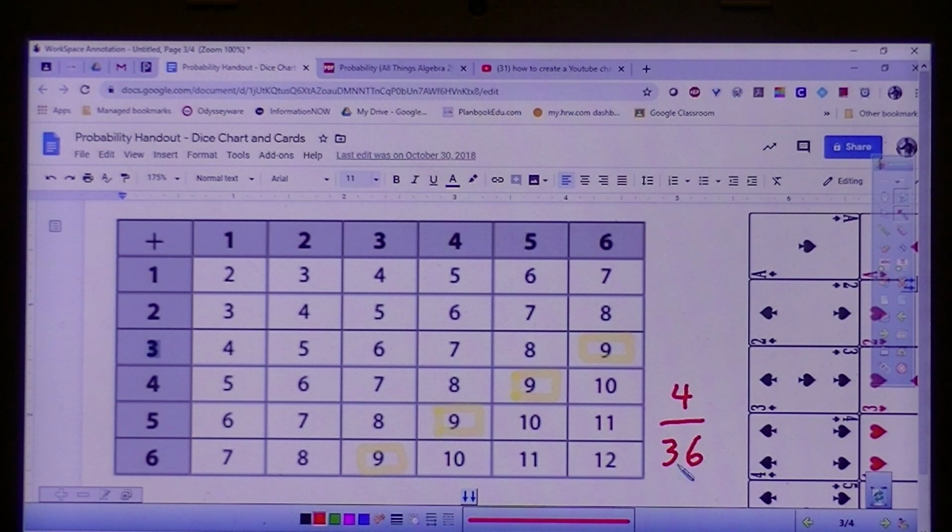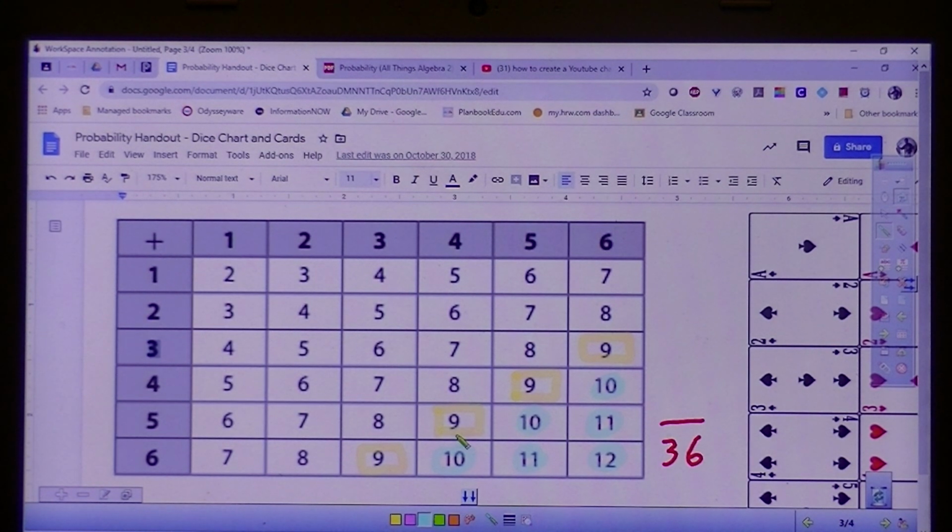Oh, I double checked and read the words. What did it say? It says at least. So what does that mean? We got to bring in some more numbers, don't we? Because 4 is not going to be big enough. So it's a good thing you always double check your words. Okay, so it's not just the 9. It's what? Anything that's 9 or more. So that means we're going to have to include all of these numbers here as well. Okay?